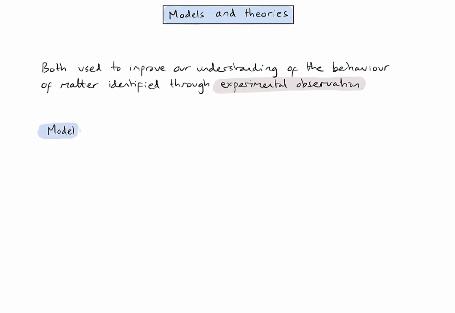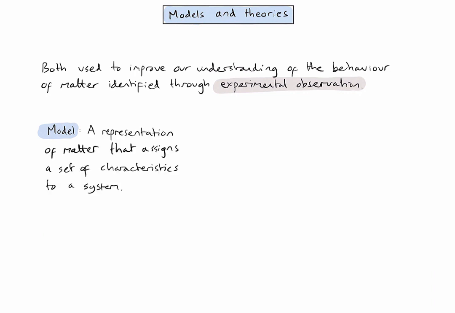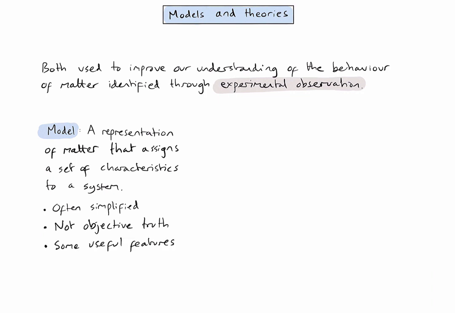A model is a representation of matter or its behaviour that assigns a set of characteristics to a system. They are often simplified representations, and they are not necessarily objective truth, but they will always have some useful features and some limitations. This is why we will often have several different models used to try and explain a given phenomenon.